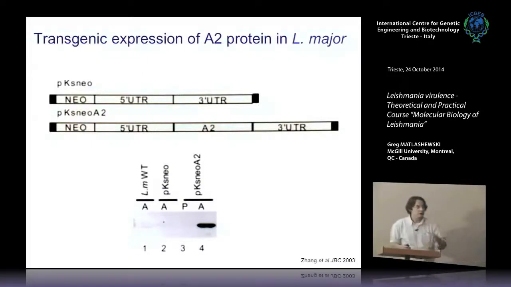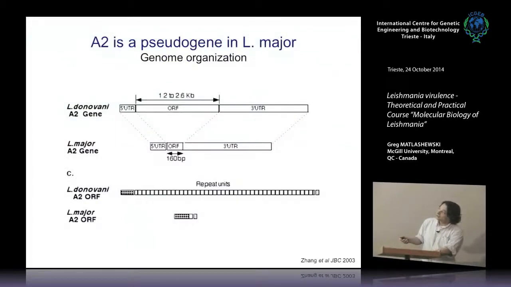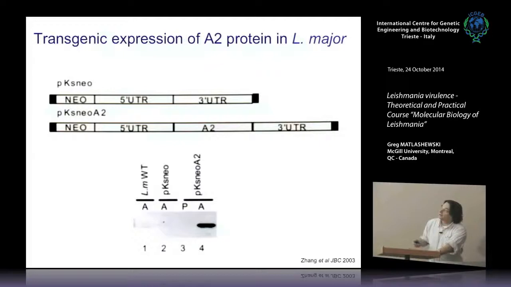So the next thing you can do is add back a gene. The experiment we did then was: what happens if you take this gene and put it back into L major? L major lost the gene in evolution. Let's put it back and see what it does. You can do this again by a transfection. This is an A2 plasmid. It's normally circular, but I'm drawing it in a linear form here. So we have the one copy of the A2 gene, the 5' end, the 3' end.